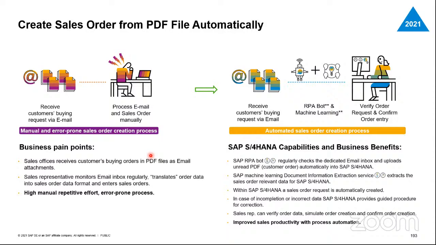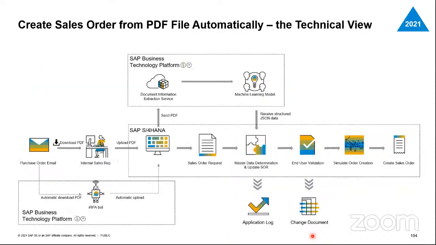Which means that some learning based on past history can be used to make the sales order creation process more optimal. And it creates a sales order request in SAP S/4HANA, and then completion or incompletion logs or incorrect data. You can have a guided procedure for correction, and somebody can verify it and process it. So the idea is to have better process automation.